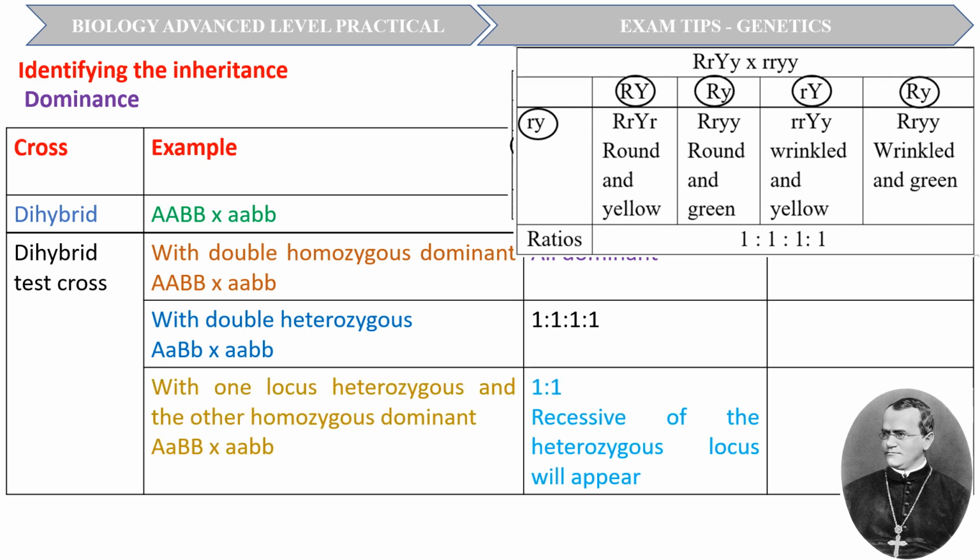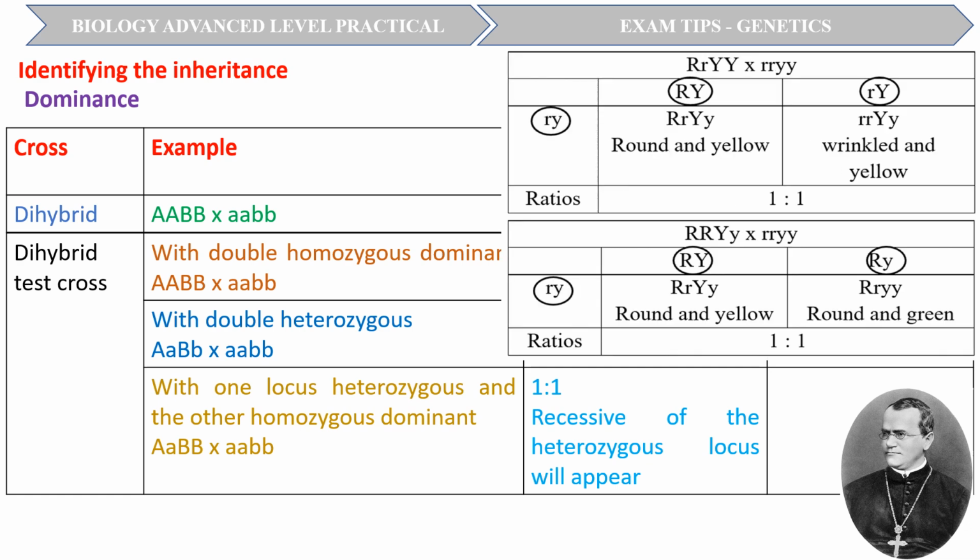Third, the double dominant phenotypes have 1 heterozygous locus and 1 homozygous locus. The offspring come in the ratio 1:1. For the heterozygous loci, the respective recessive characters appear in the F1. See the example.